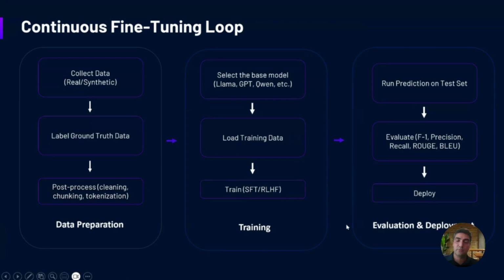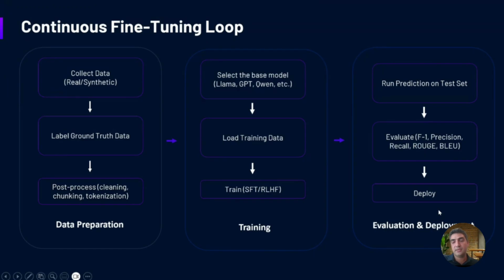After the model is trained, you want to run prediction on a test set, and then evaluate the model on that prediction, on that test set. So there are different metrics you can use, like F1 score, precision, recall, ROUGE, BLEU. Depending on the task, we'll talk about it later. There are different metrics that you can use. And finally, you can deploy the model if it meets your accuracy requirement. You can deploy it in production.